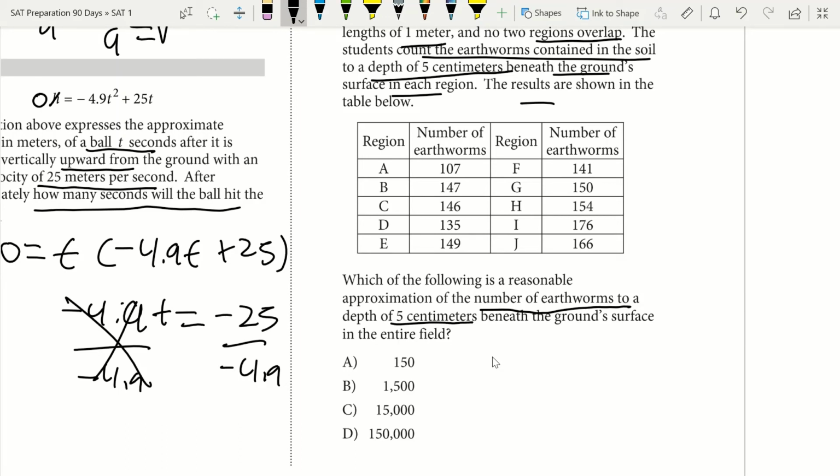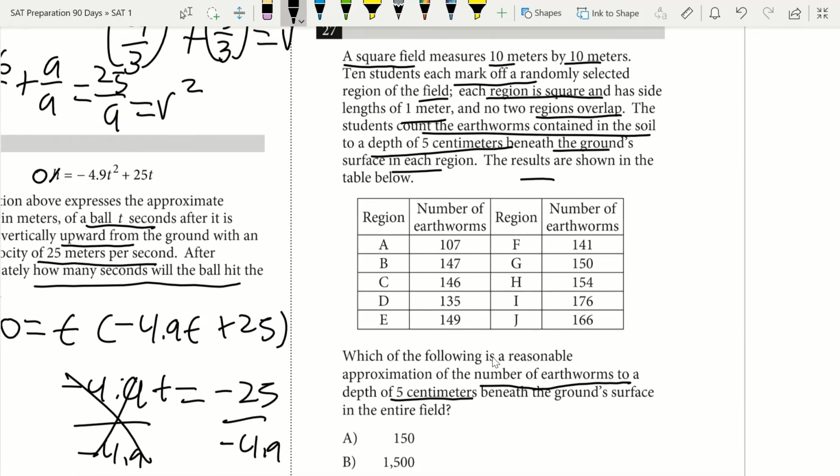All right, well, we know that our sample up here is in a square field of 10 meters by 10 meters. So 10 meters times 10 meters is going to give us an area of 100 square meters. We know that each of these regions is 1 square meter, right? It's 1 meter by 1 meter, or 1 square meter.